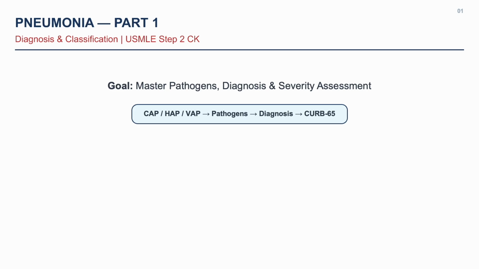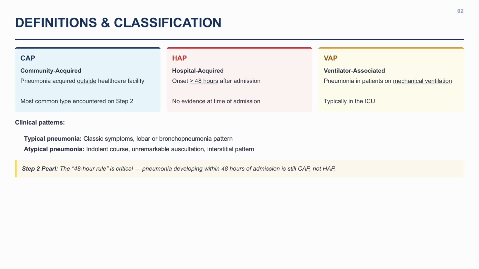Welcome to part 1 of our pneumonia review for Step 2. In this video, we will master the classification of pneumonia, the key pathogens, how to diagnose it, and how to decide between outpatient and inpatient management. Part 2 will cover treatment and special types like aspiration pneumonia. Let's get started. Pneumonia is classified by where it was acquired.